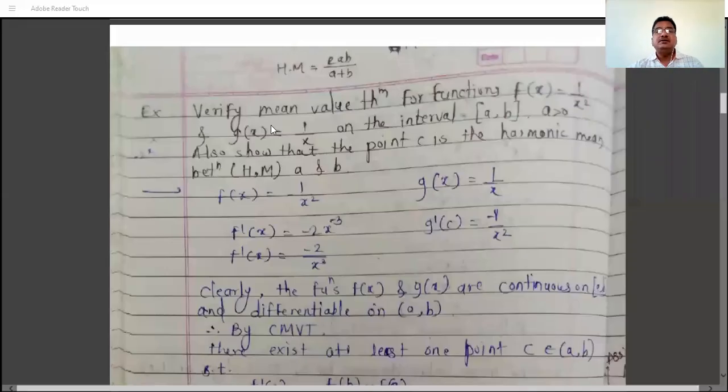Next example is: verify mean value theorem for the function f(x) = 1/x² and g(x) = 1/x on the closed interval [a, b]. So we are given the two functions f and g, and to verify the mean value theorem means we have to verify Cauchy's mean value theorem.